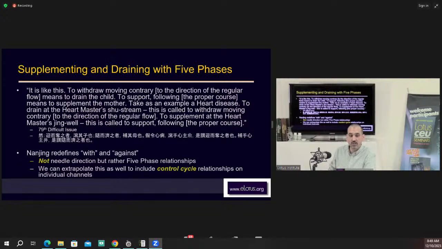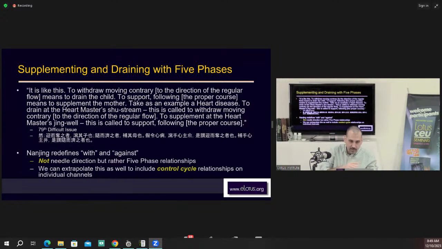The 79th difficult issue goes on to give us an example. It says, take as an example a heart disease. So what's heart? Heart is fire, right? We have to go back to base. Whenever I say, what's the relationship, throughout the rest of today, the first thing you should think about is, what's the yin-yang or 5-phase relationship? Don't think of anything more complicated than that before you think of that first. So take as an example a heart disease, which means fire. To drain at the heart master's shoestring point. Why? Because heart is treated through pericardium, right? Don't worry, it works because they're both fire channels. It works with heart channel or pericardium channel.